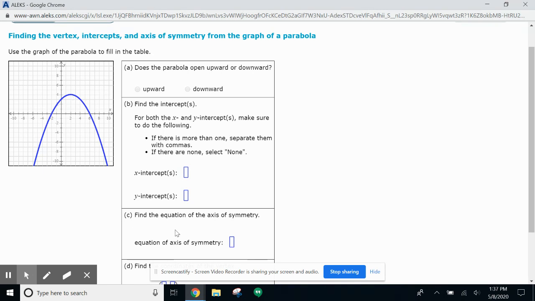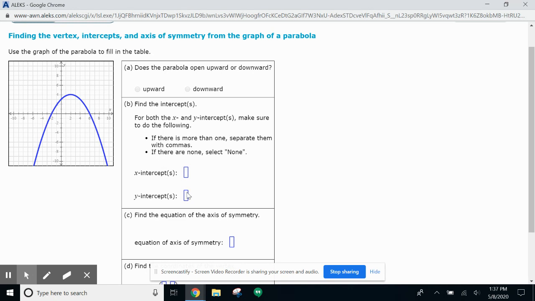So the axis of symmetry, that's a line that goes right down the middle of our parabola. And for all of these, our parabolas are going to either open upward or downward. So that axis of symmetry is going to be a vertical line. It goes right down the middle. So wherever that vertex is, that vertical line that goes through it is our axis of symmetry.